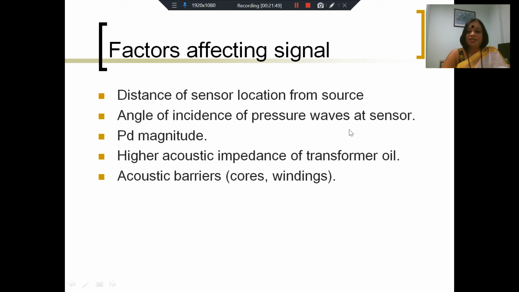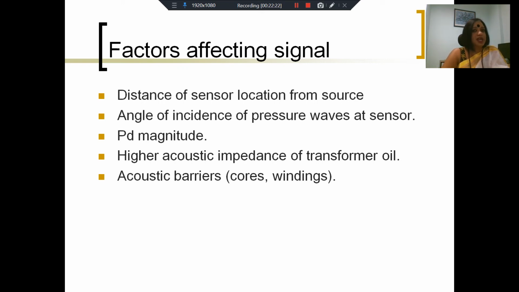The angle of incidence of the pressure wave at the sensor: does the wave come and hit the sensor perpendicularly, or does it come at an angle? That will decide the magnitude of the signal that is picked up. The PD magnitude also matters; if you have a PD of very low magnitude, you will not be able to pick that up. Transformer oil has higher acoustic impedance than any gas. And there might be, as I said, acoustic barriers like pores or windings, which will prevent the signal from at all traveling to the sensor.